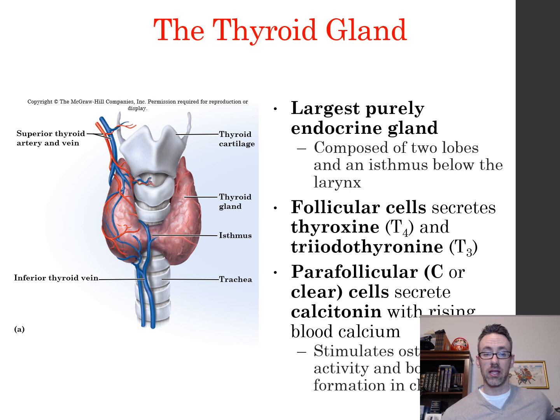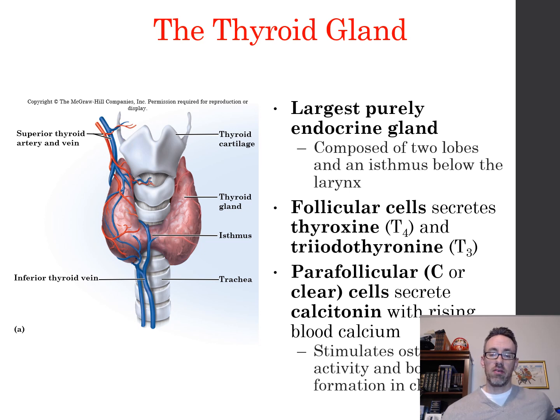Now, the thyroid gland is composed of follicular cells, because there are a lot of follicles in the thyroid. These follicles are made up of follicular cells, and these follicular cells secrete thyroxine, which is T4, and triiodothyronine, which is T3. The number simply indicates the number of iodine molecules bound to it. So T4 has 4 and T3 has 3.